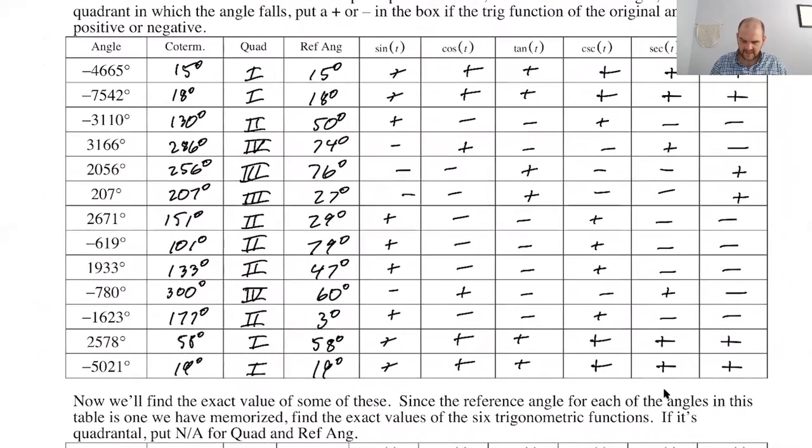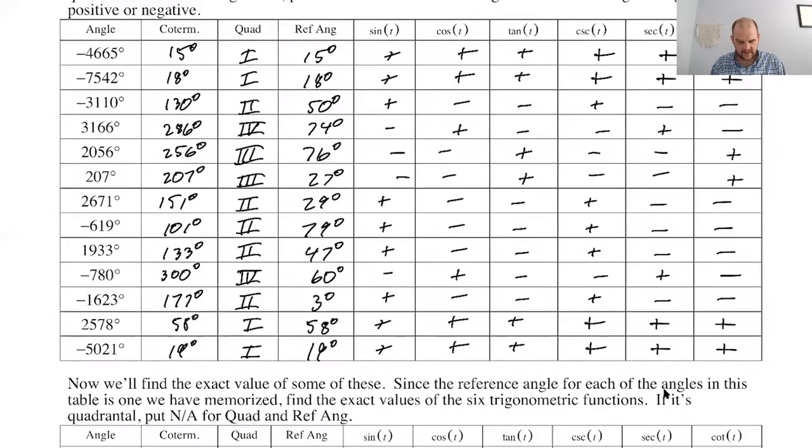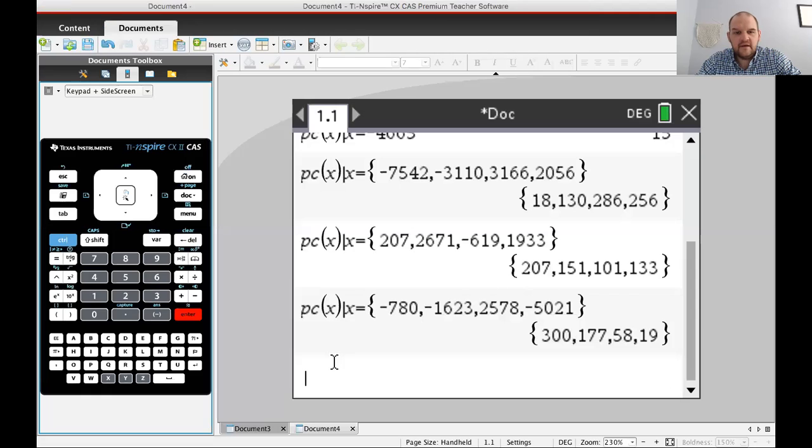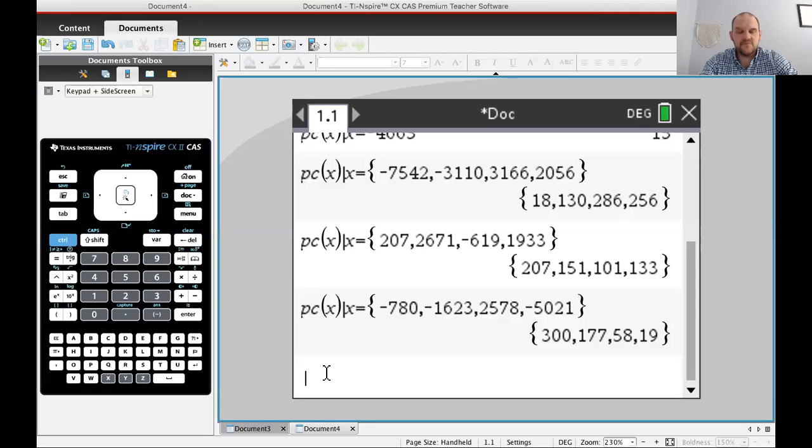So I'd like to write a function that could give me the reference angles. And I think I'm going to try to do that right now. If you want to stop, this is not essential. But what I'm going to do is switch back to the calculator, and I'm going to try to write a function that gives me the reference angle. So how am I going to do that?